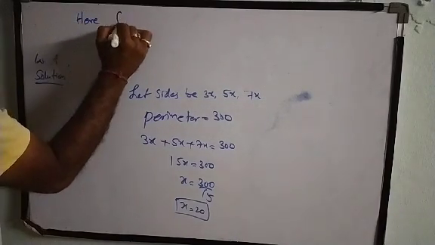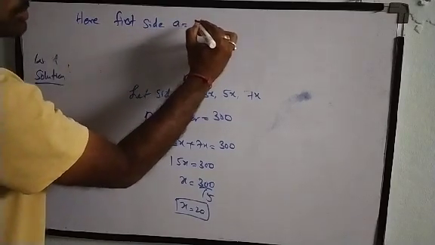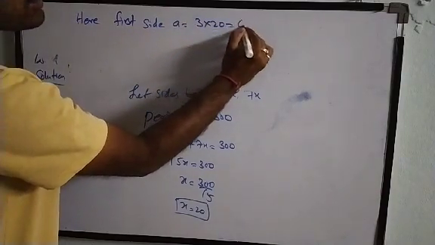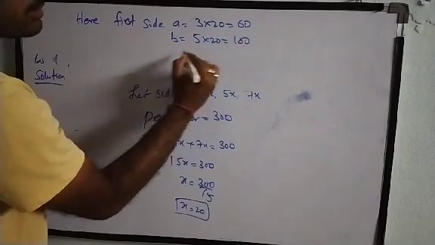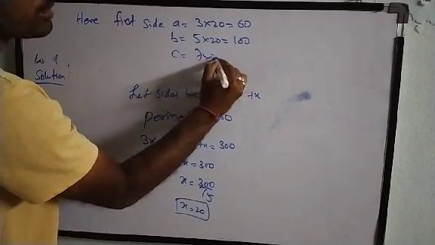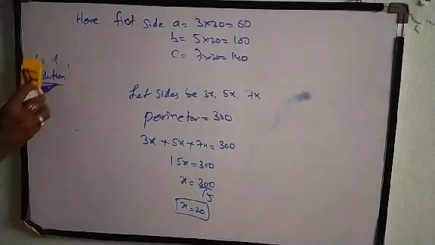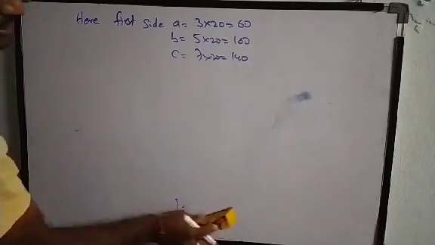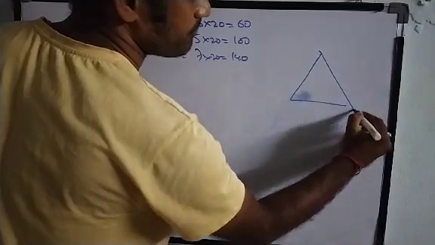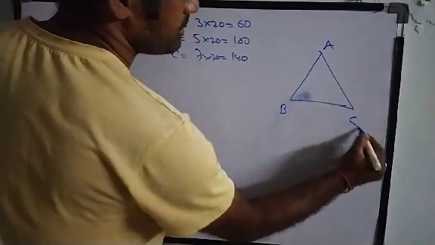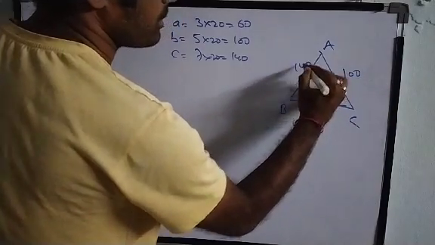So here first side A is equals to 3 into 20 which is 60. So B is 5 into 20 which is 100. So C is 7 into 20 which is 140. So let us take the triangle ABC, where this is 60, 100 and 140.